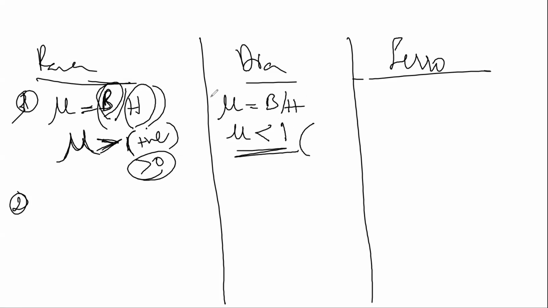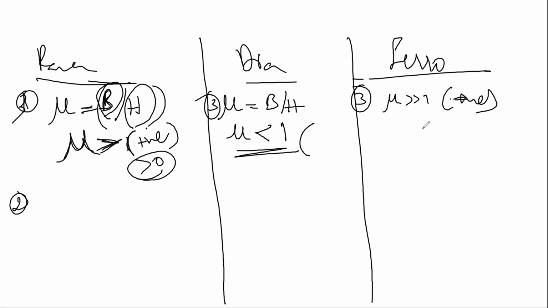This is 3, right? What happens here in ferromagnetic? Mu is always greater than 1. It is always extremely high, no? So more positive, more than the paramagnetic materials. But in dia we have mu less than 1.